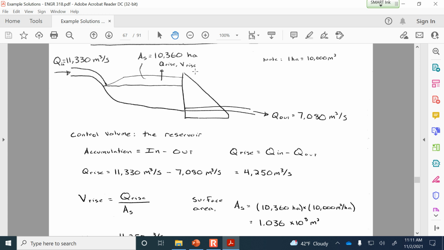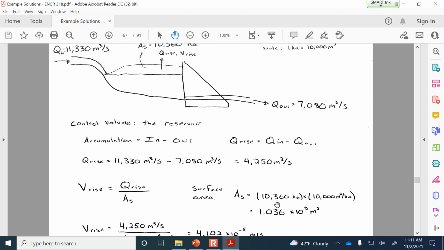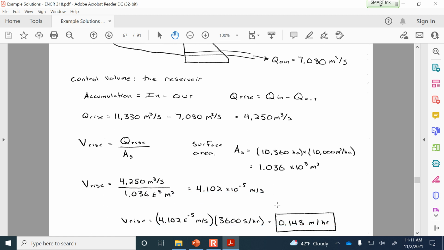And so for the velocity of the rise, the formula Q equals VA also applies to a reservoir. The area is the top view cross-sectional area of the reservoir, and we know that area right now is 10,360 hectares, which we can find in terms of square meters. That's 1.036 times 10 to the 8th square meters. So in the end, you should have a rise velocity of 0.148 meters per hour.